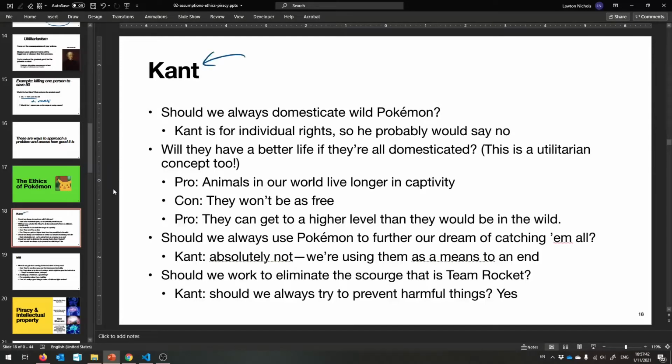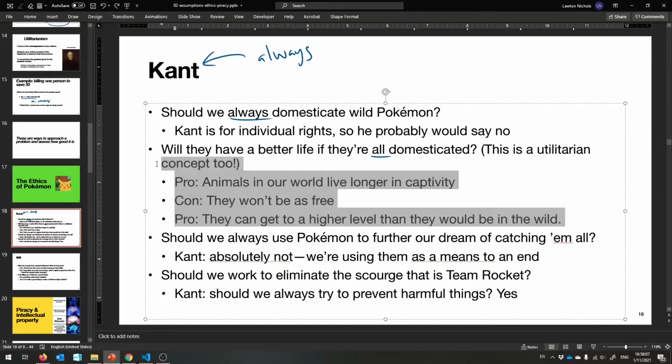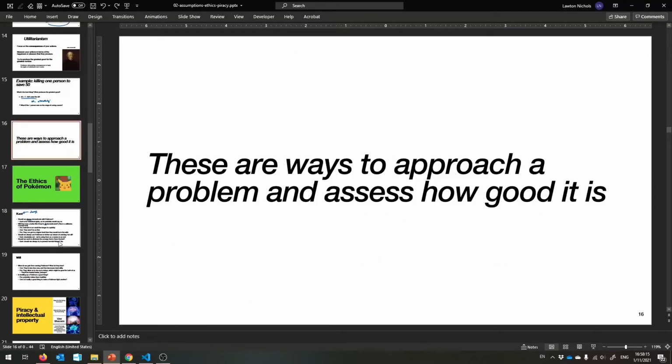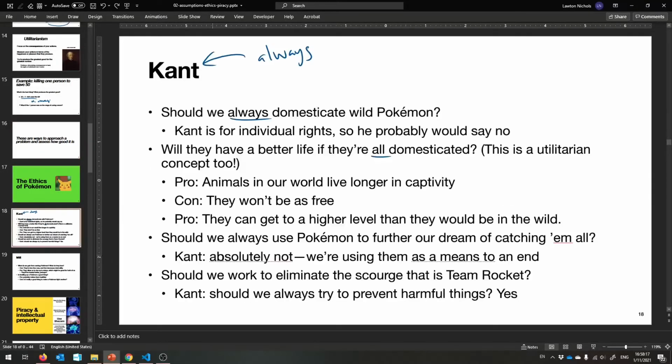Remember that Kant is all about the word always. Think: all, always, things like that. And then a final pro for this question is that Pokemon can technically get to a higher level than they would ever reach in the wild, because we can level them up to level 100, and maybe that makes them better, healthier, who knows. So that's another pro. Then Kant would have to go off and think about all these things, like what's the right answer. This is why these are ways to approach a problem. They're not ways to find the answer, because you still have to weigh everything.